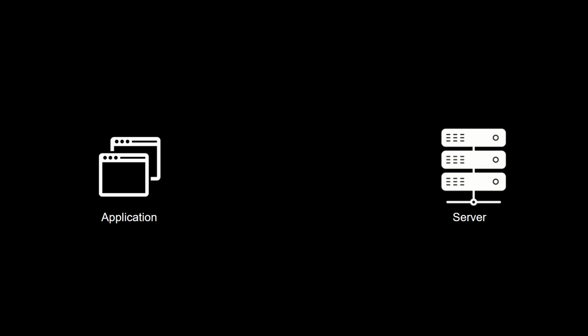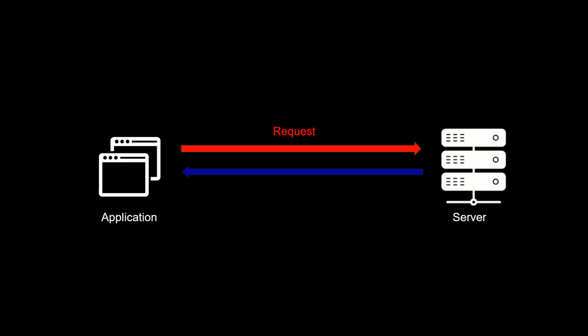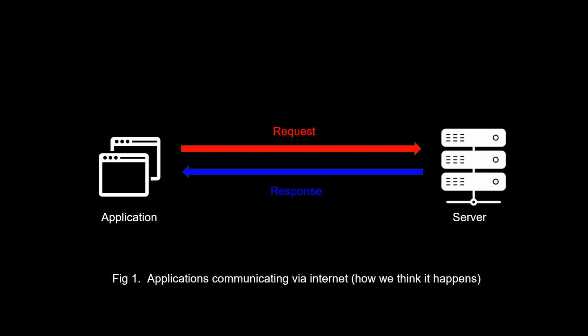Cool, so let's start with the basics. So we have an application and we have a server, right? This is the pretty standard format of web communication. Your application wants to send data to the server in the form of a request, and the server then sends something back as a response. This is how applications communicate with the internet, right? This is how we think it happens.